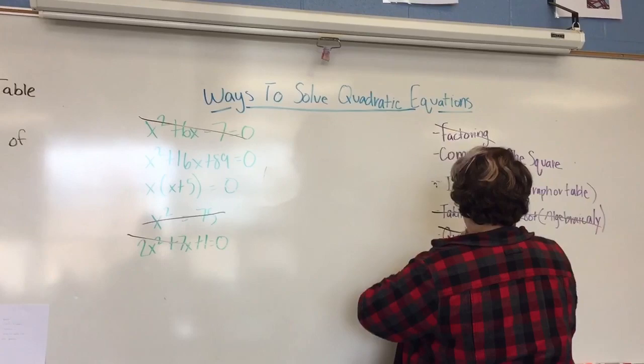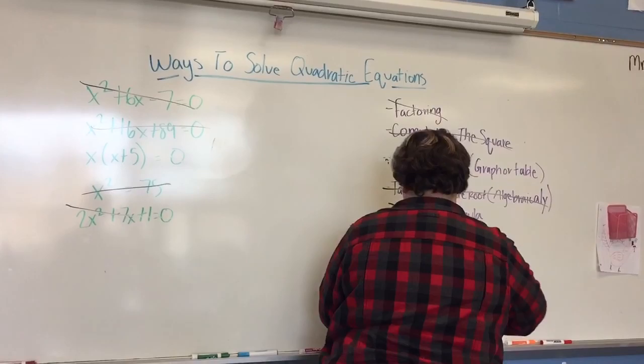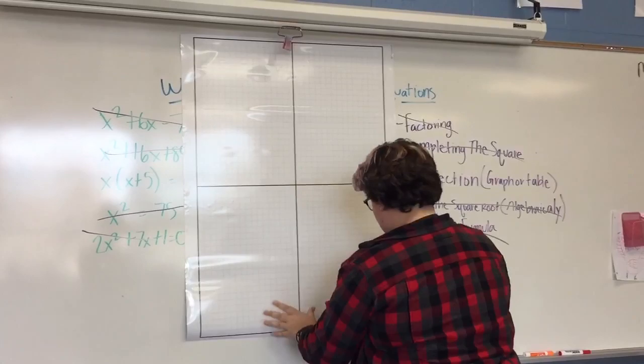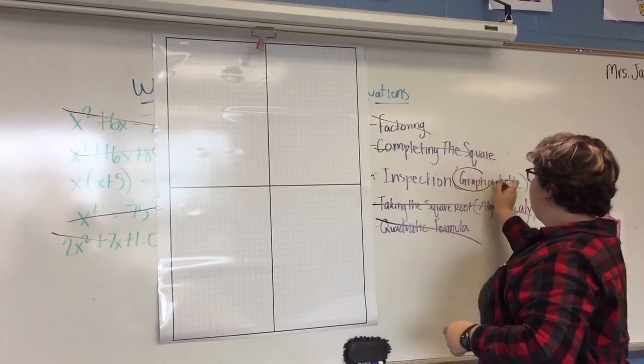Moving on. All right, so last we're going to do inspection. And I just have my handy dandy graph right here. I'm going to slap that on there. Okay, so we're going to be doing inspection with a graph, with x times (x plus 5).